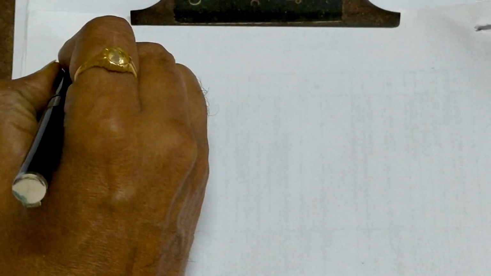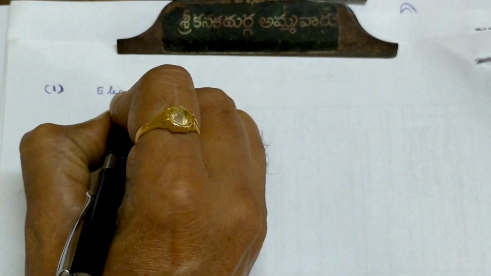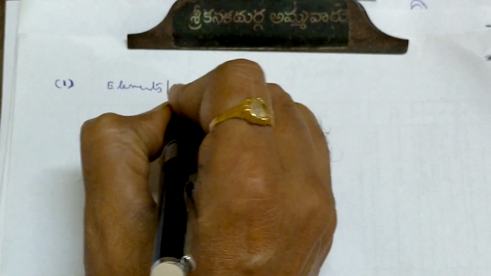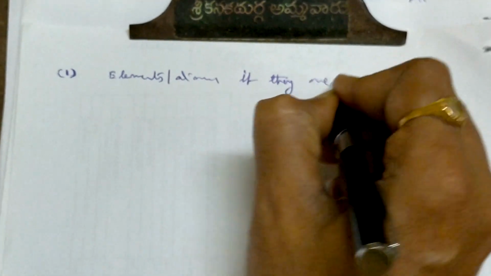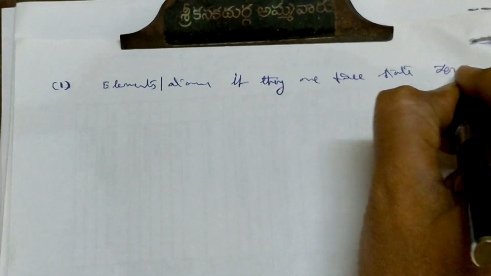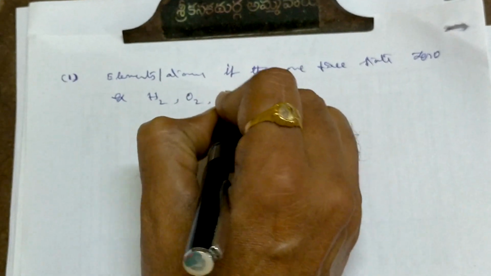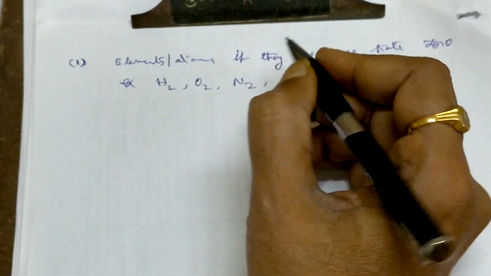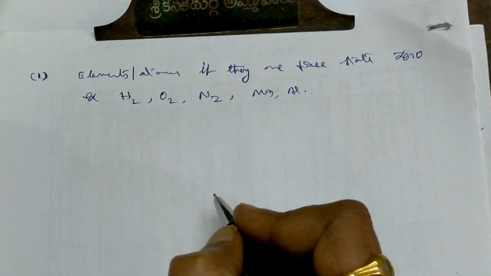Rule number 1 for oxidation number or oxidation state: in elements or atoms, if they are in free state, their oxidation number is 0. Example: hydrogen, oxygen, nitrogen, magnesium, aluminum, whatever it is, their oxidation state or oxidation number is taken as 0. No exemptions in this rule.